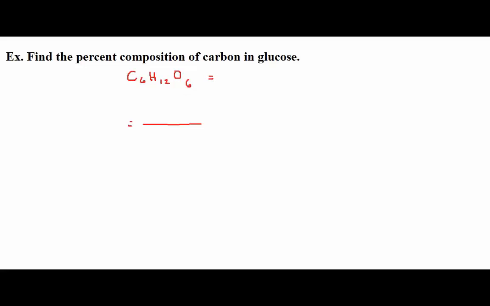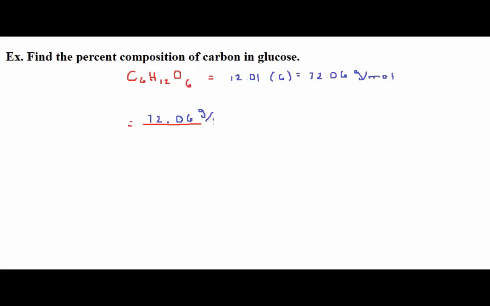In order to calculate that, I need to find the molar mass that carbon contributes. Now, carbon has an average atomic mass of 12.01 grams per mole. However, there are 6 carbons, so I'm going to multiply that by 6. And what I get is 72.06. I'm just going to write this as grams per mole. It can be AMU or grams per mole. I'm going to put grams per mole. So that goes up top because that is the molar mass that carbon contributes to this compound.